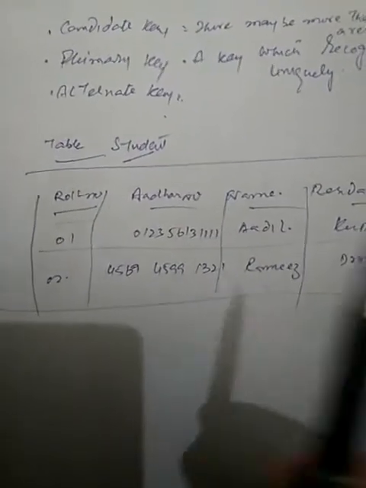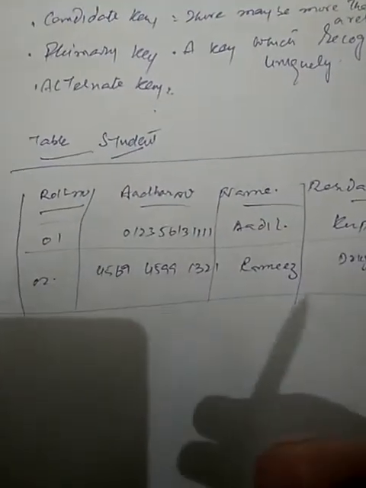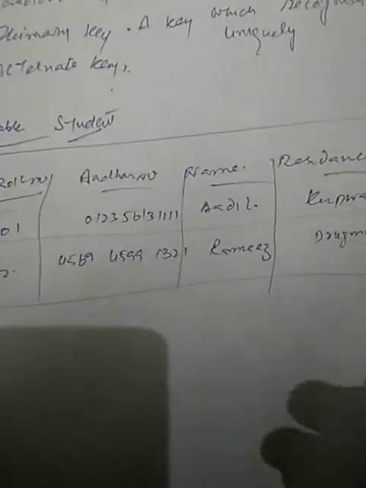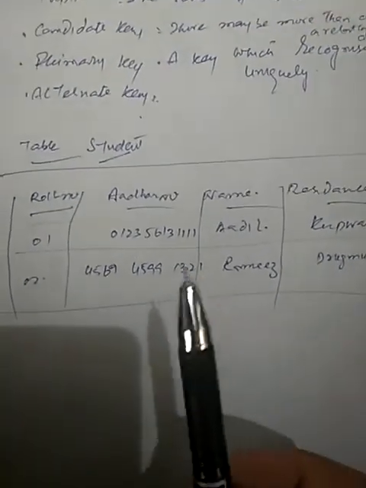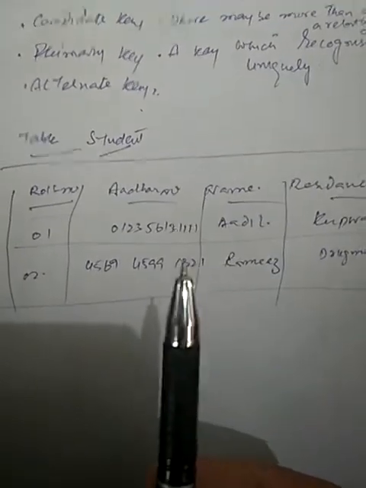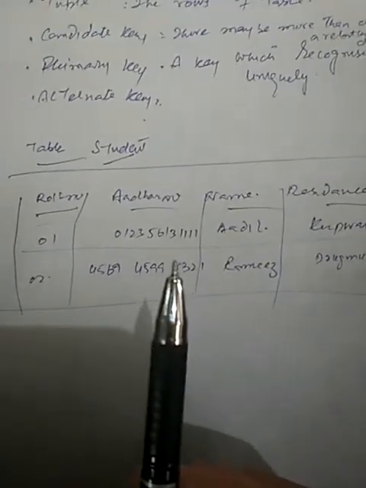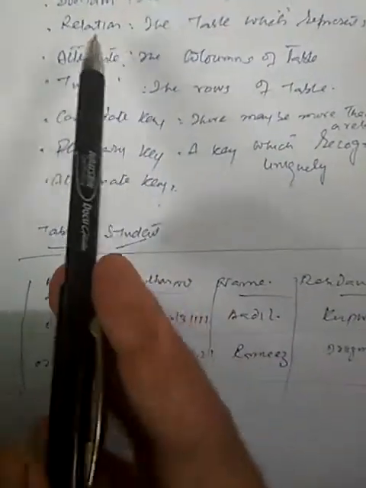Suppose roll number. This is our domain, and student's personal information, meaning name, residence, etc., Aadhaar card number. This is the domain from where we have to retrieve the information in order to make a compact relation. So this is the domain. Now, what is the relation? Relation is this, just like this table of information.